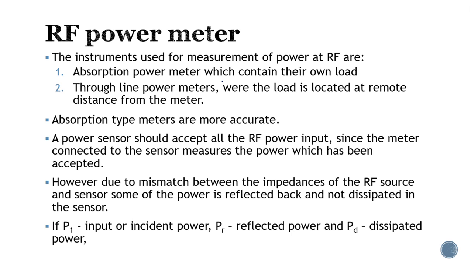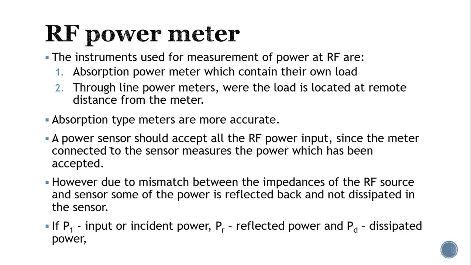Next, we can see how radio frequency range powers are measured. You can measure them in two ways. You can either use absorption power meters or you can use line power meters. Absorption power meters are more accurate and it is better to use such meters, or you can use power meters which are placed at a particular position and you can just take the readings directly.